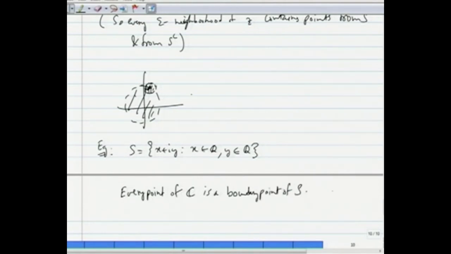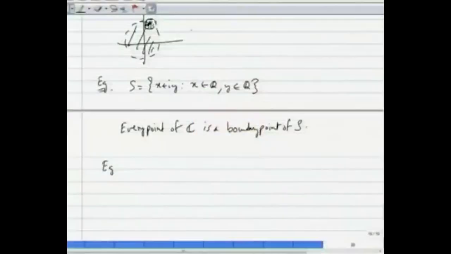That is because if you take any neighborhood of any complex number, it will contain points with rational coordinates and it will contain points which do not have rational coordinates. So then every point in the complex plane is actually a boundary point of the set. Okay, so that is another example. Here is yet another example.